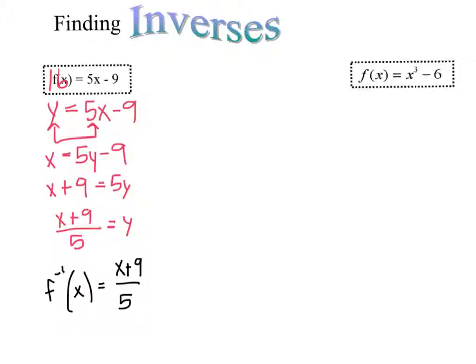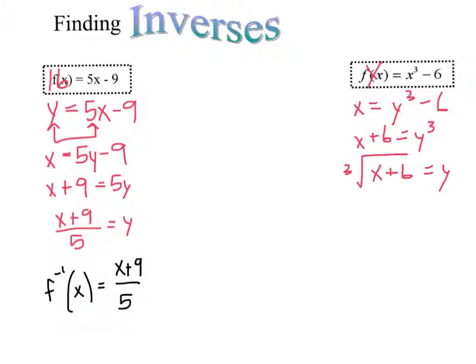We'll do the same thing. Let's right away make that y. Let's switch the variables. x equals y cubed minus 6. Add 6. Cube root. So our inverse is the cube root of x plus 6.